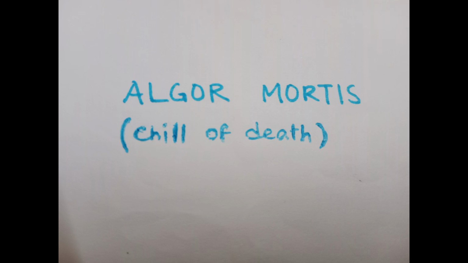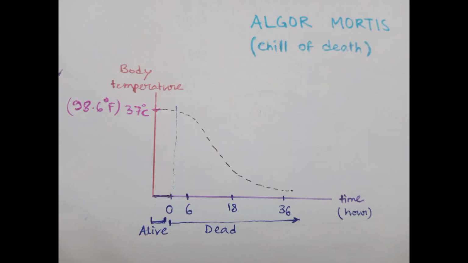Algor means coolness and Mortis means death. So it is basically the cooling of dead body. The graph is like this.